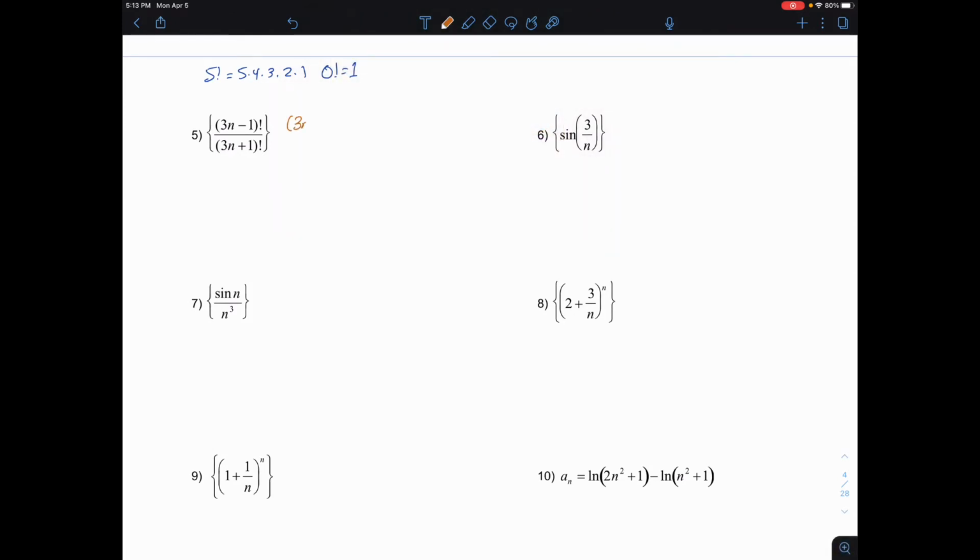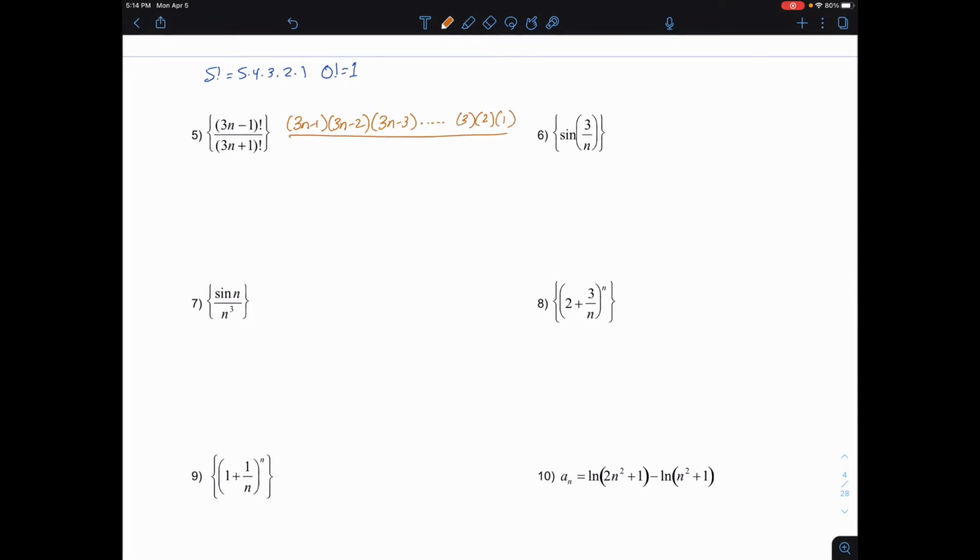So we would have 3n minus 1. The next term after that would be 3n minus 2 because remember you're subtracting 1 from each term. Then we would have 3n minus 3. And you could think that I'm going all the way down until I have 3 and 2 and 1.